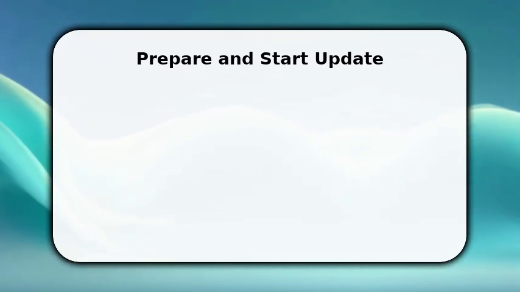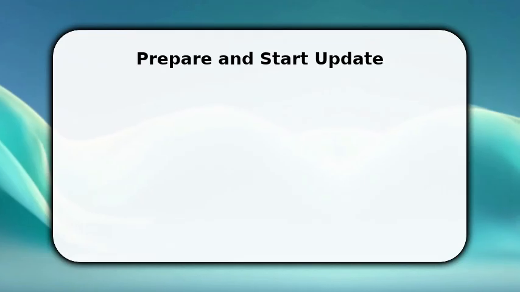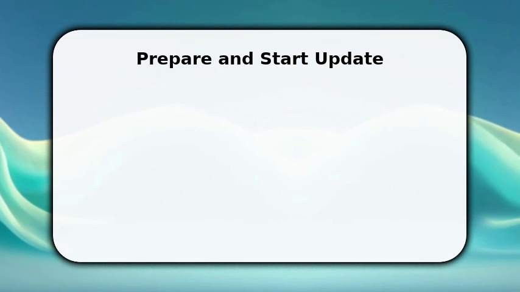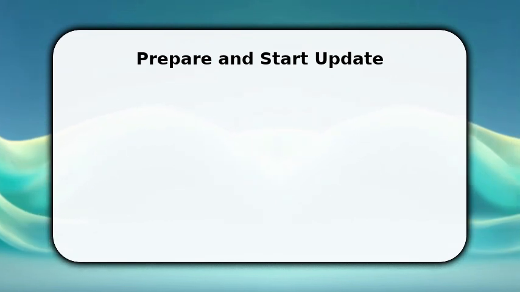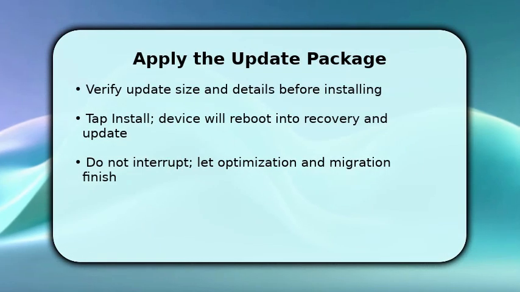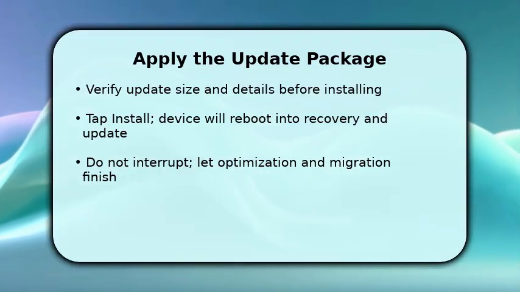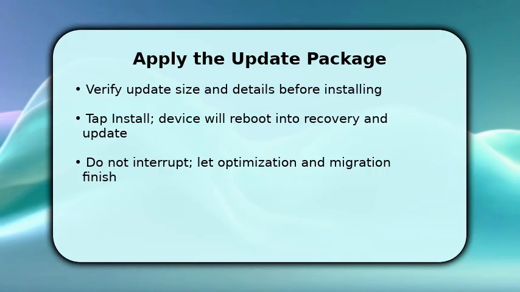You do this now because starting the download early avoids interruptions. Meanwhile, watch the progress and do not reboot the phone until the download completes. You will now install the downloaded package. Verify the build number and size so you know what changes to expect, then tap Install.